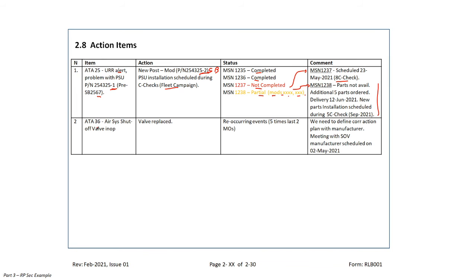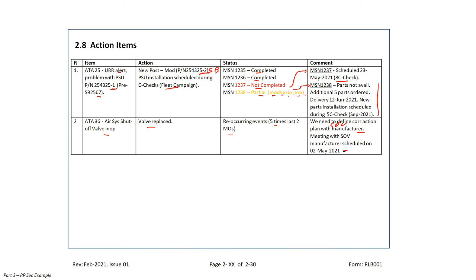8836, air system shutoff valve inoperative. Action, valve replaced. Status, reoccurring events 5 times last 2 months. Some comments here, we need to define a corrective action plan with SOV manufacturer, put here, SOV manufacturer, right? Meeting with SOV manufacturer scheduled on May 2nd, 2021.